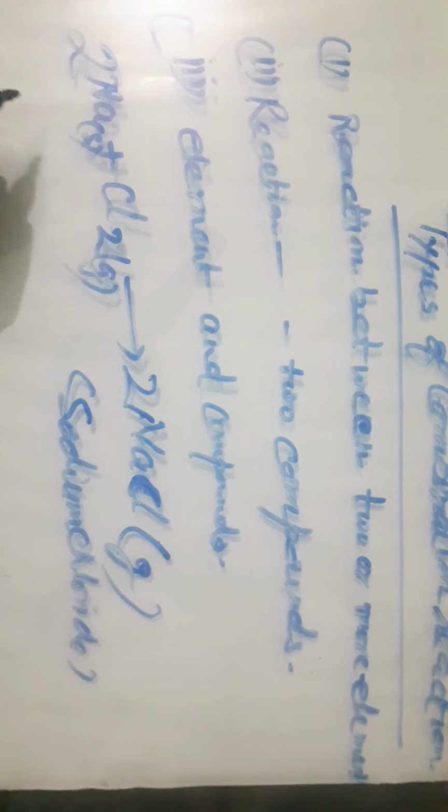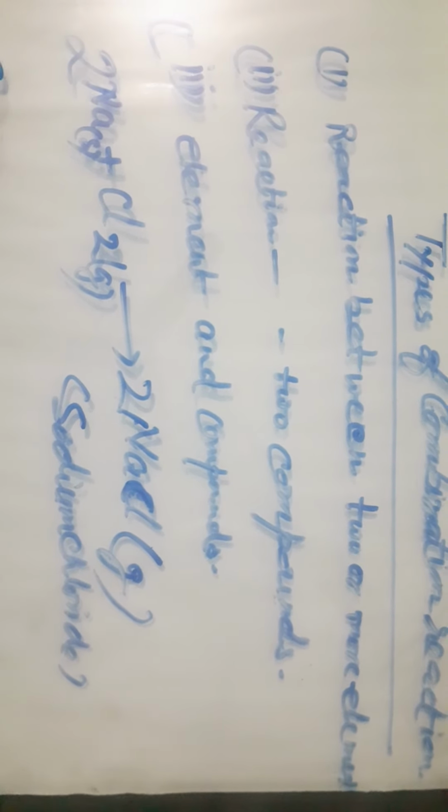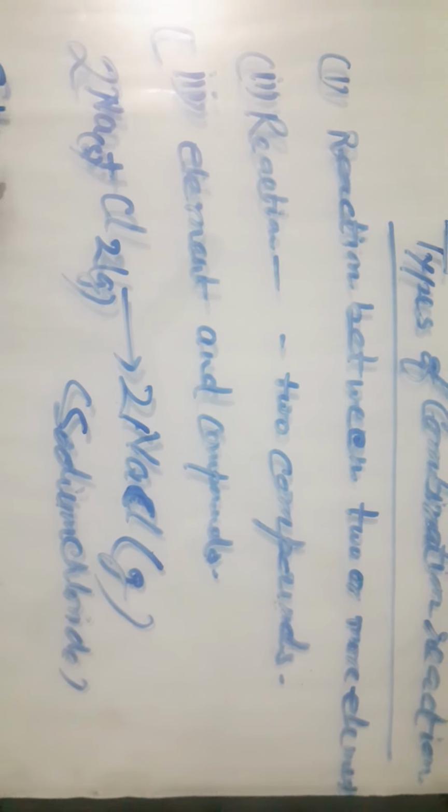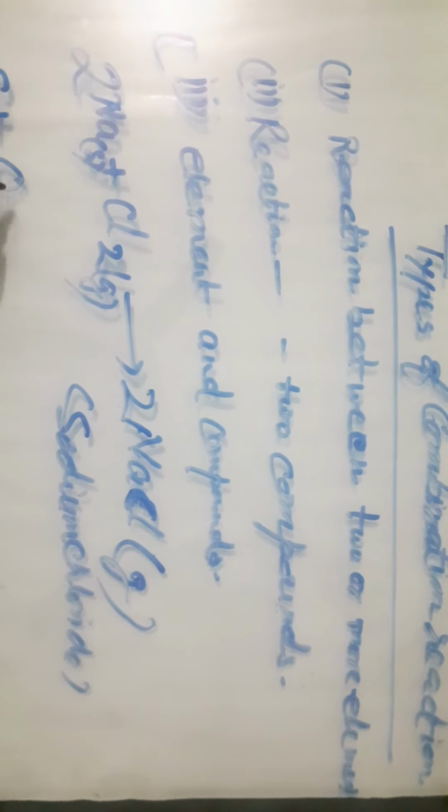Now another example, sulfur reacts with oxygen to form sulfur dioxide. Sulfur dioxide is a gas, oxygen is a gas, sulfur is a solid. So these are all examples of the reaction between two or more elements.